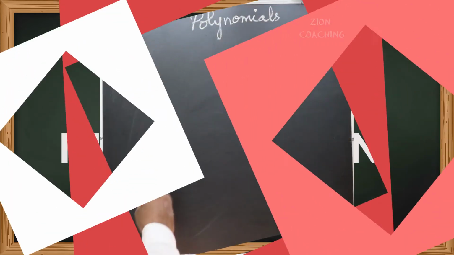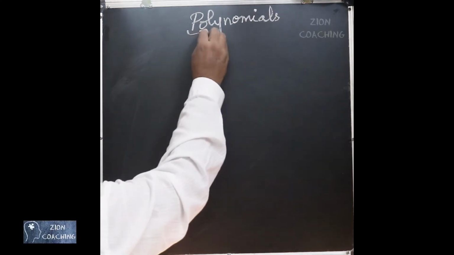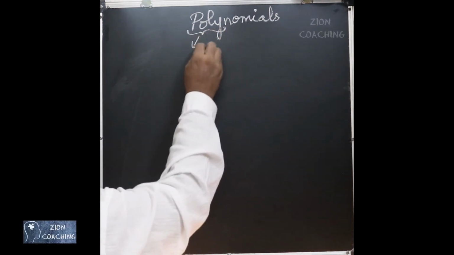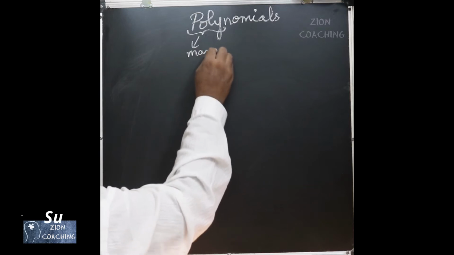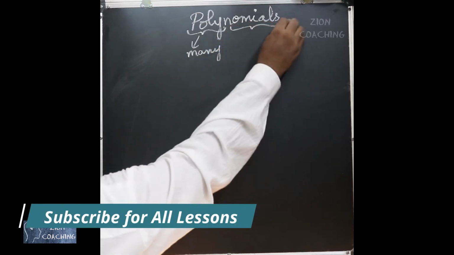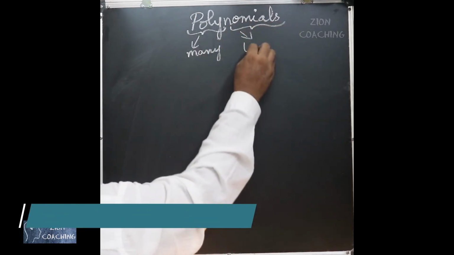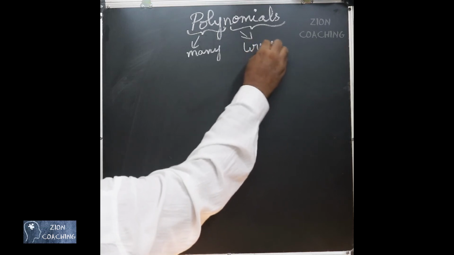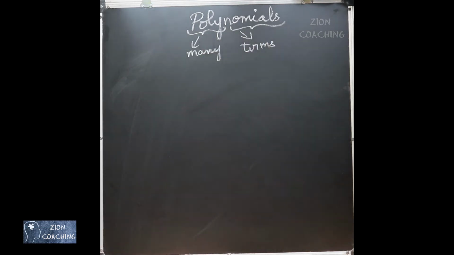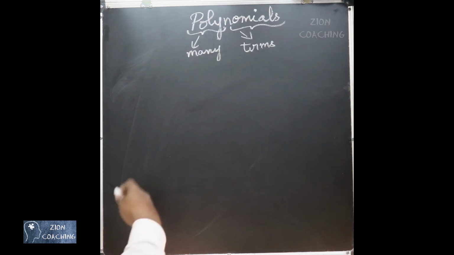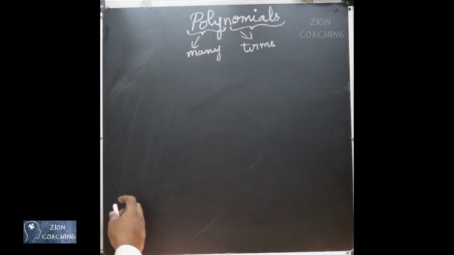We are going to discuss polynomials. Poly means many, nomials means terms. So in general, polynomials means many terms. If an algebraic expression is going to have many terms, then it is called a polynomial. Based on the number of terms, you can classify polynomials into various types.